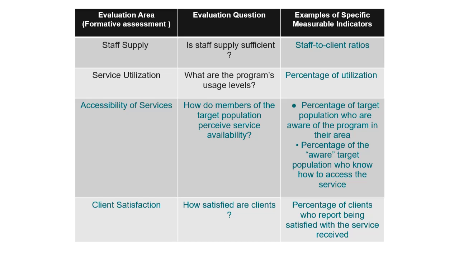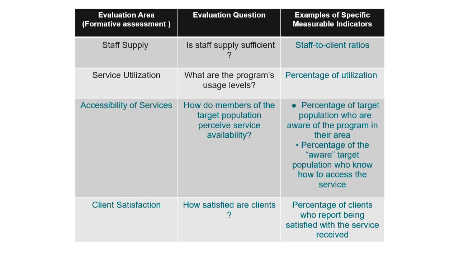Here is an example of a formative assessment process. If you are trying to find out about staff supply, you might ask the question, is staff supply sufficient? In order to answer this question, what indicators could you use? You could look, for example, at the staff to client ratios.